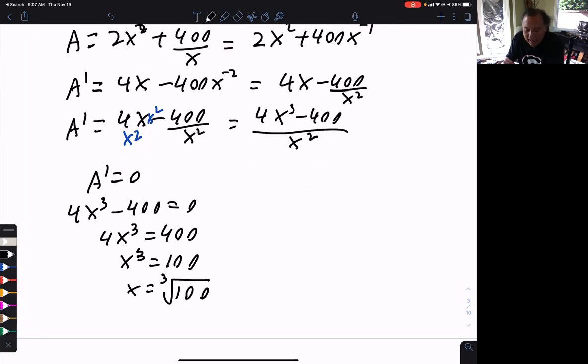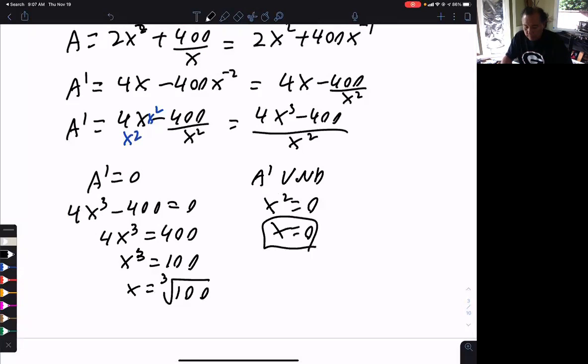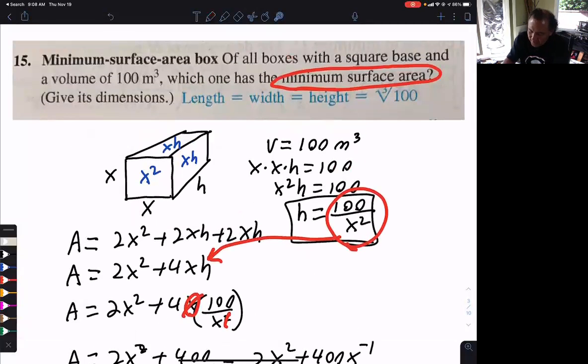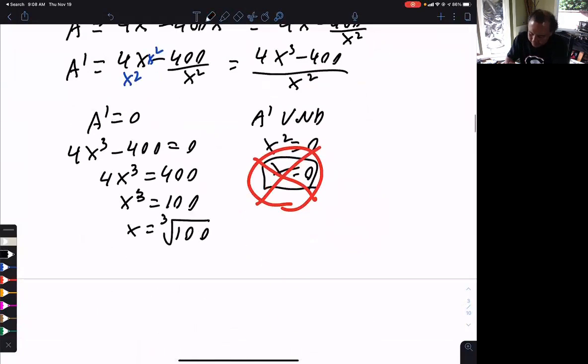And then where else could it happen? If the denominator is 0. A prime is undefined if the denominator is 0. Well, that's at x equals 0. So those are my values of critical points, but I claim this is not a critical point. That's actually an endpoint. Why is that an endpoint? Well, your box, the minimum value for x is 0. I know it makes no sense for these to be 0. You wouldn't really have a box, but that's the smallest theoretically x could be.